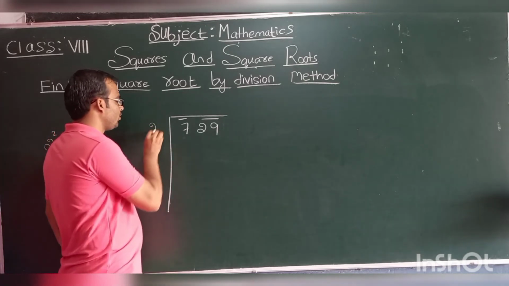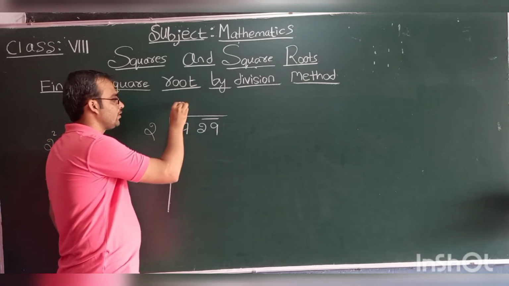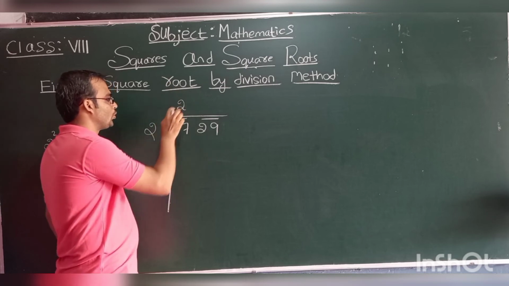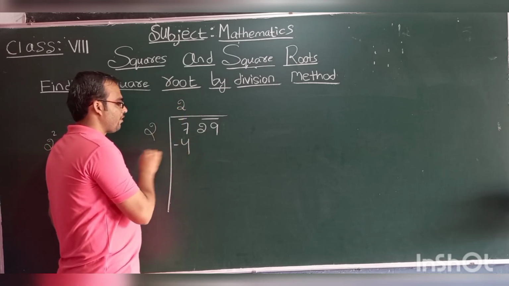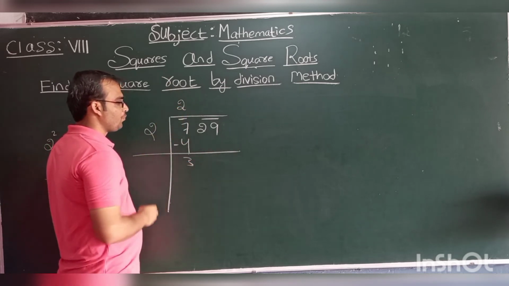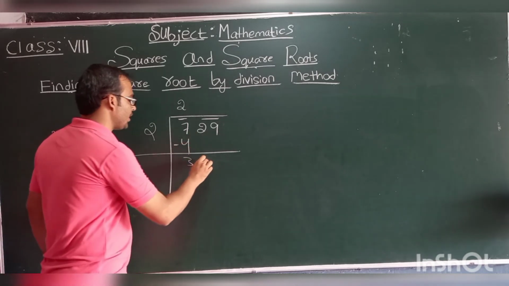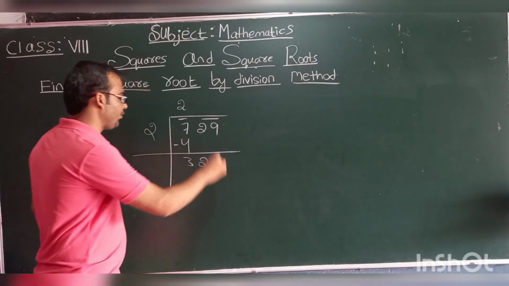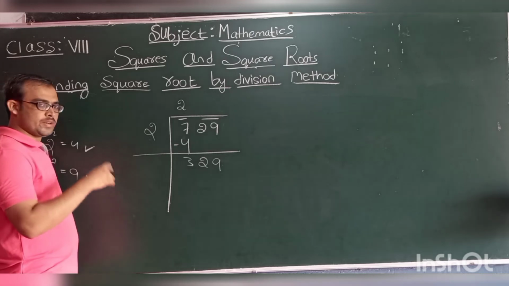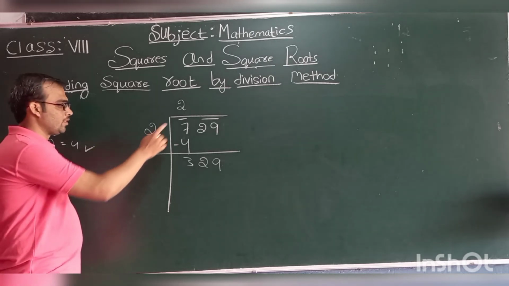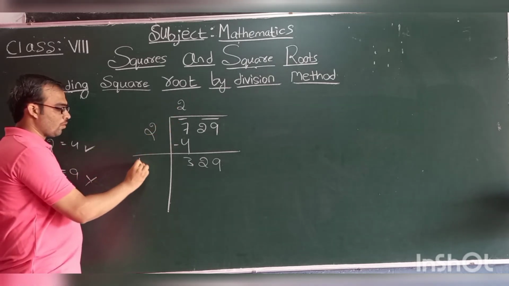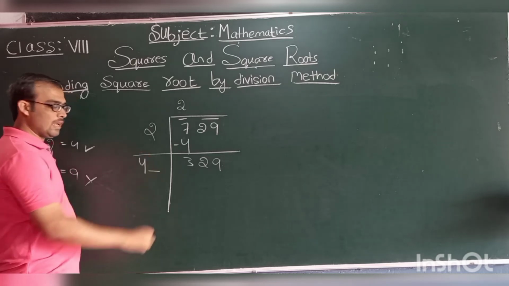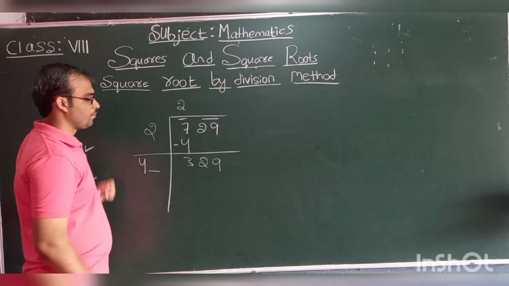Now, if I write 2 here, here also we need to write 2. 2 2s are 4. 7 minus 4 is what? 3. Now, bring down the next numbers, so it will be 329. Now, what is the next step? Double the quotient. This is the quotient, double means 4. And write a blank to the right of the number.